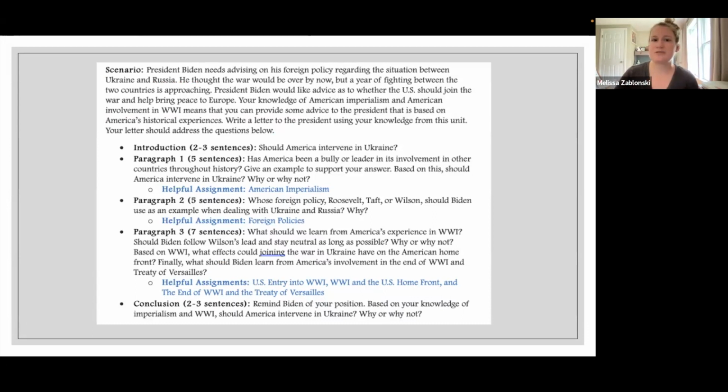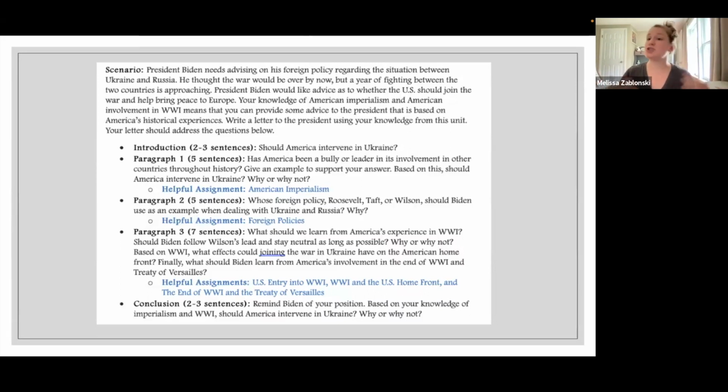So the scenario here was that President Biden needs advising on his foreign policy regarding the situation between Ukraine and Russia. He thought the war would be over by now, but a year of fighting between the 2 countries is approaching. President Biden would like advice as to whether the US should join the war and help bring peace to Europe. Your knowledge of American imperialism and American involvement in World War I means that you can provide some advice to the president that is based on America's historical experiences. So they're using that knowledge from the unit to advise President Biden today about how he should handle the situation.